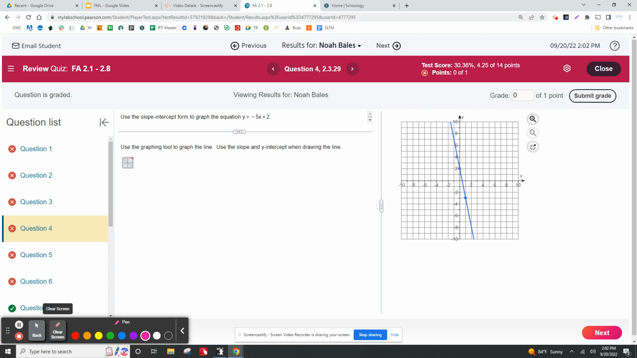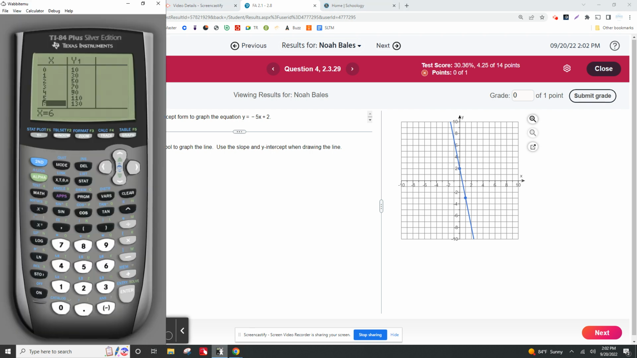You can also obviously graph this in your graphing calculator. Negative 5x plus 2. Maybe the graph doesn't help you that much, but what really will help you is this table, because you can just start putting the points on the graph and connecting them.